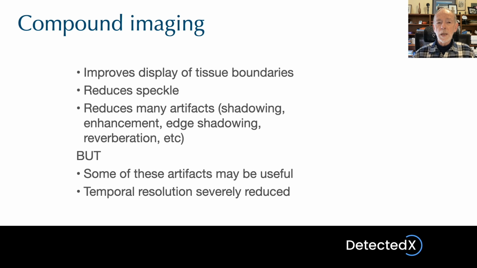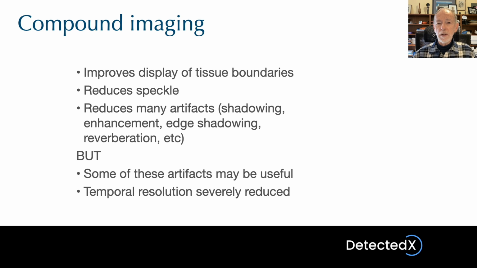So to summarize about compound imaging, we get improved display of tissue boundaries and reduced speckle, and many artifacts are reduced. And in general, it's any artifacts which are directed in the direction of the beam. So that includes shadowing, enhancement, edge shadowing, reverberation, and so on. But of course, some of those artifacts can be diagnostically useful, like the enhancement in the previous slide. So sometimes you don't want to lose these artifacts.